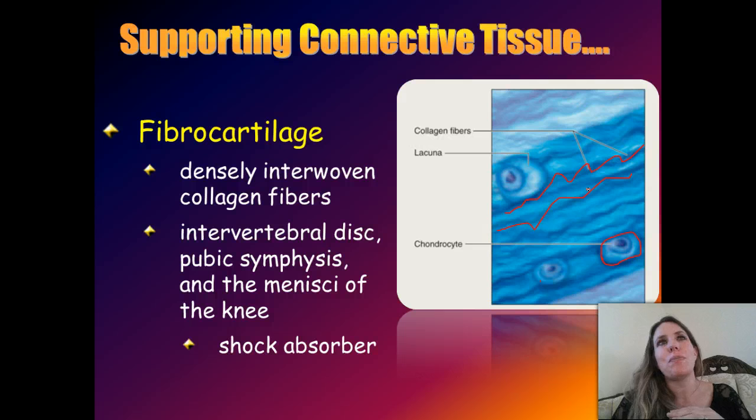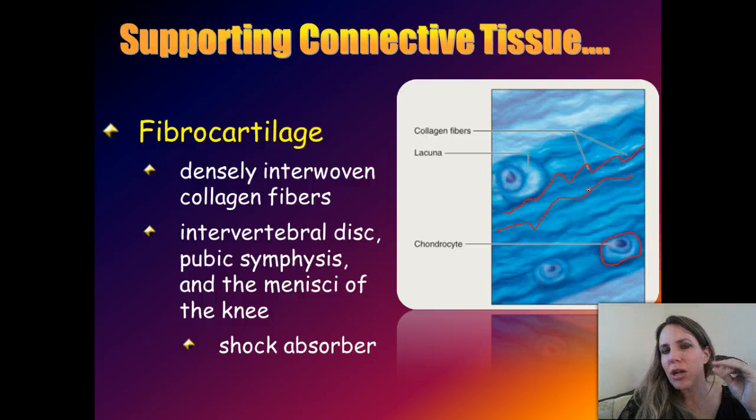And in fact, you've heard of people with slipped discs. What that means is that the fibrocartilage has gotten out of place, or in some cases the fibrocartilage gets really squished and it doesn't have that shock absorbing cushion anymore. And that causes big problems for people, a lot of pain.